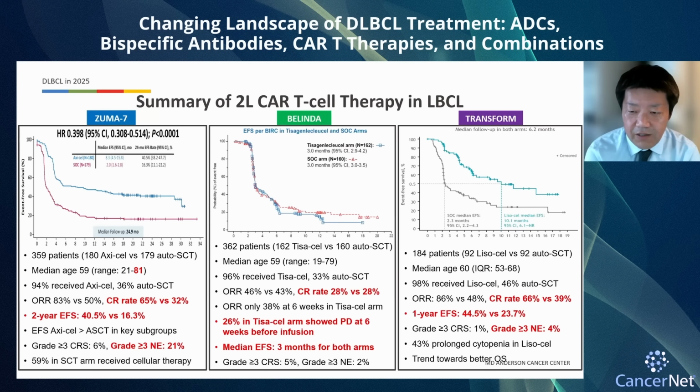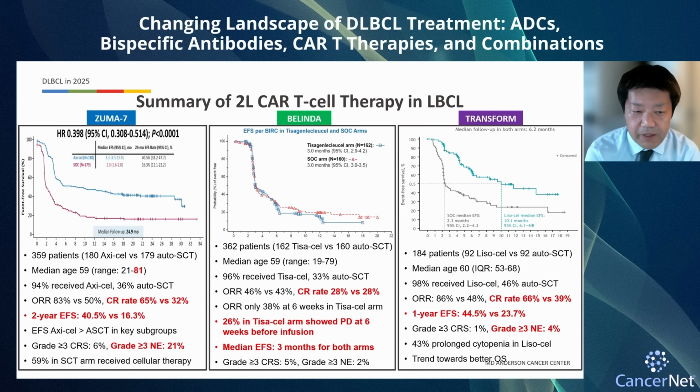Although these data are now somewhat outdated, as you all know, 3 randomized phase 3 trials were conducted to compare CAR T-cell therapy with the standard of care in patients who relapsed early and were eligible for transplant. ZUMA-7 tested axi-cel, BELINDA tested tisa-cel, and TRANSFORM tested liso-cel. ZUMA-7 and TRANSFORM demonstrated a significant improvement in outcome with CAR T-cell therapy compared to standard treatment, which was second-line chemotherapy followed by transplant at that point.